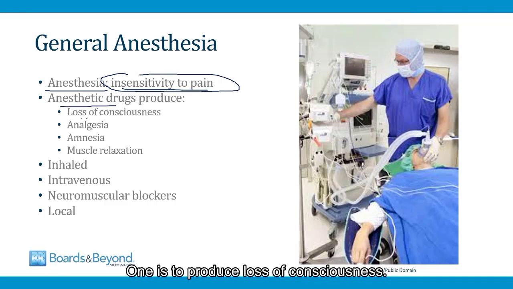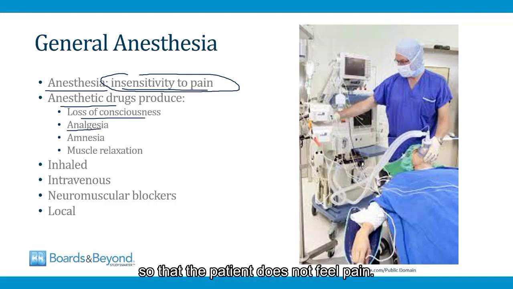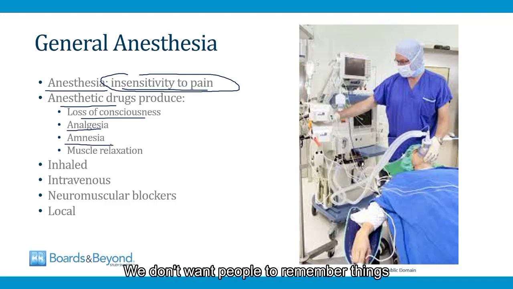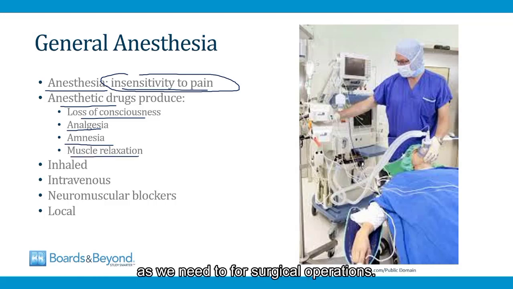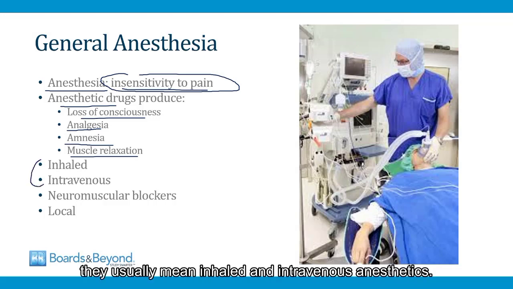One is to produce loss of consciousness. Another is to produce analgesia so that the patient does not feel pain. A third one is to produce amnesia. We don't want people to remember things from surgical operations, so we want them to have amnesia for all the events that occurred while they were under anesthesia. And then finally, we want anesthetic drugs to produce muscle relaxation so we can position the patient as we need to for surgical operations. When people refer to general anesthesia, they usually mean inhaled and intravenous anesthetics.